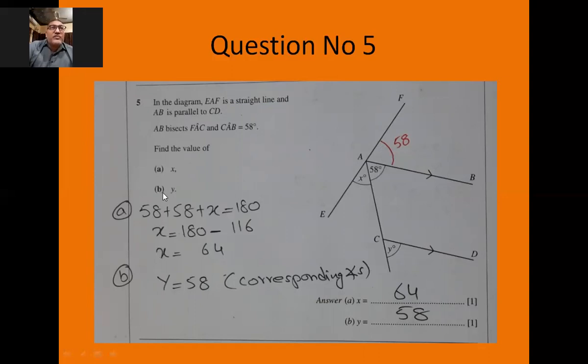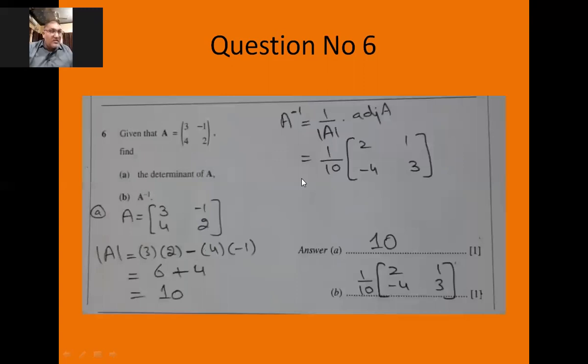Then the B part is find the value of the y. You can see that these are the parallel lines. And this angle and this angle, they are corresponding angles because this angle and this angle, they are on the same side of the transversal line. And one of them is inside the parallel lines and one is outside the parallel lines. So they are corresponding angles, and these angles, they are equal to each other. So y will be equals to 58. These are corresponding angles.